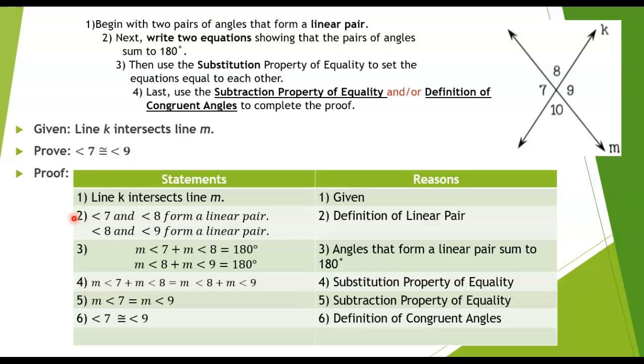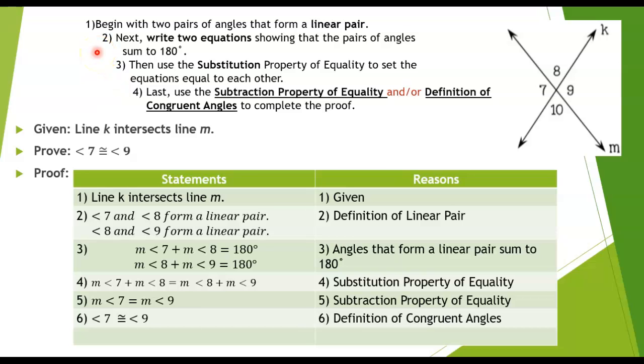What I did is identify a pair of linear pairs. So then I said angle 7 and angle 8 form a linear pair, and angle 8 and angle 9 form a linear pair. If we look at our intersecting lines, 7 and 8 do form a linear pair, and so do 8 and 9. Let's move on. I explained my reason, and I just wrote definition of linear pairs.